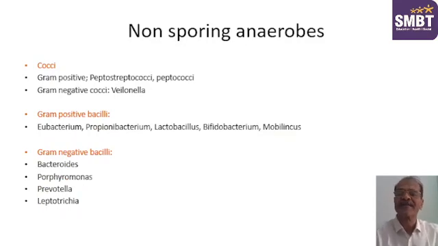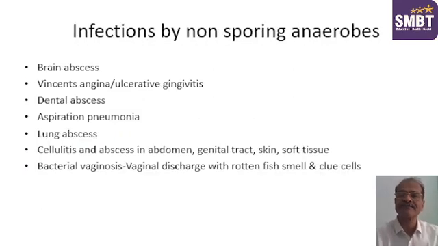In non-sporing anaerobes, we have multiple organisms. We have cocci like Peptostreptococci. Then mainly we have gram-positive bacilli like Propionibacterium and Lactobacilli. Among gram-negative bacilli, those which commonly cause anaerobic infections are Bacteroides, Porphyromonas or Prevotella. These are the commonly seen gram-negative non-sporing anaerobes.